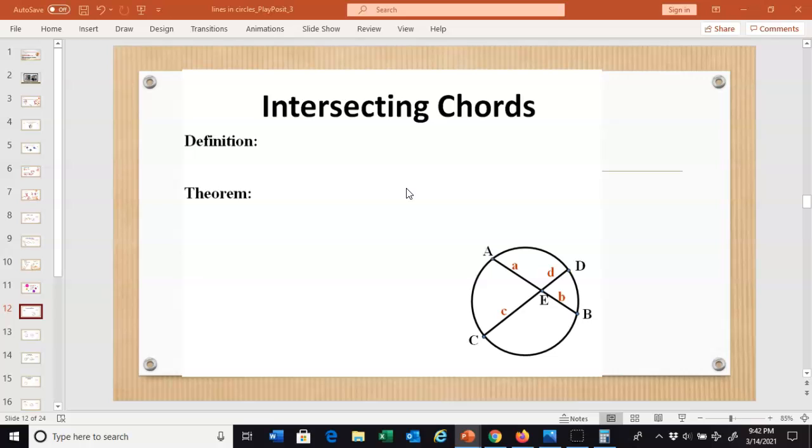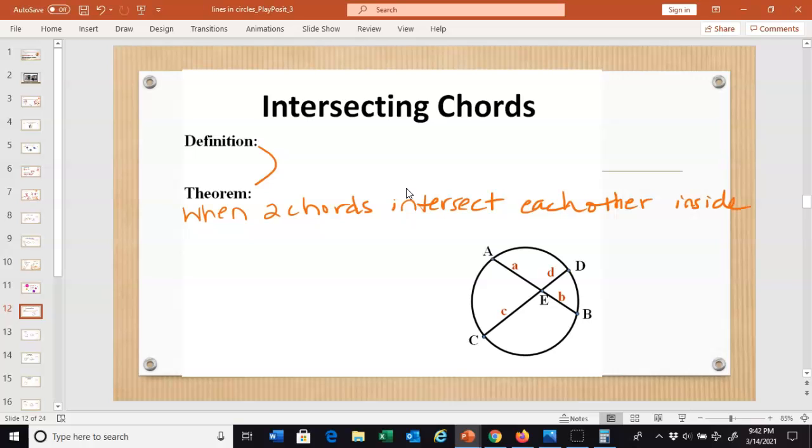So here's our definition, or sort of our theorem. We can kind of combine these. When two chords intersect each other inside the circle, then the products of their segments are equal. And I'll show you what that means.